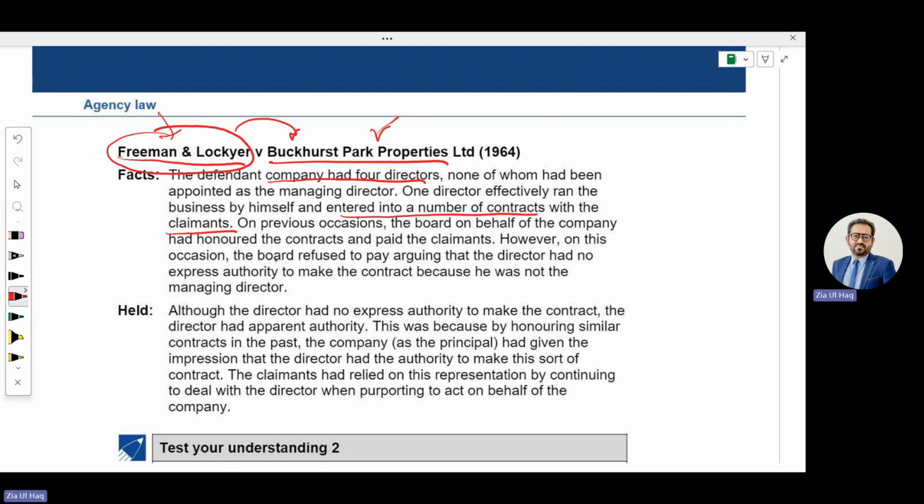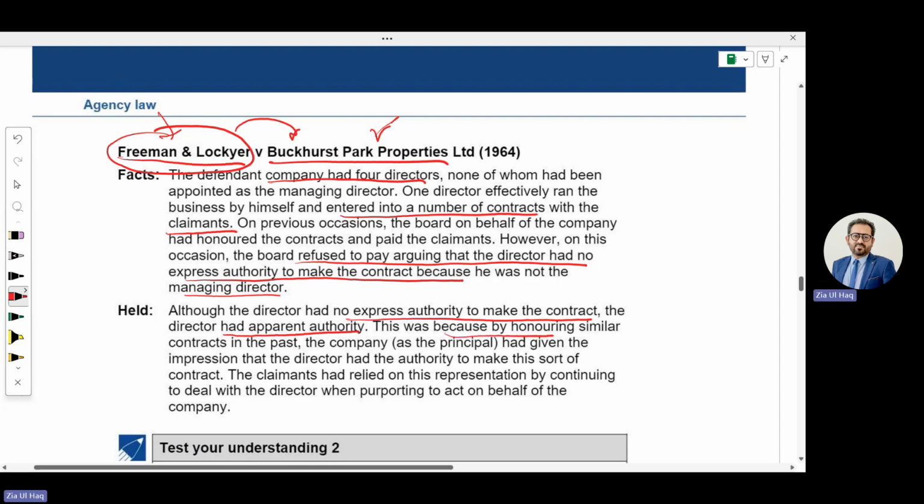However, on this occasion, the board refused to pay, arguing that the director had no express authority to make the contract because he was not the managing director. Can they deny? No, this is agency by apparent or ostensible authority as per previous transactions. So, although the director had no express authority to make the contract, the director had apparent authority.